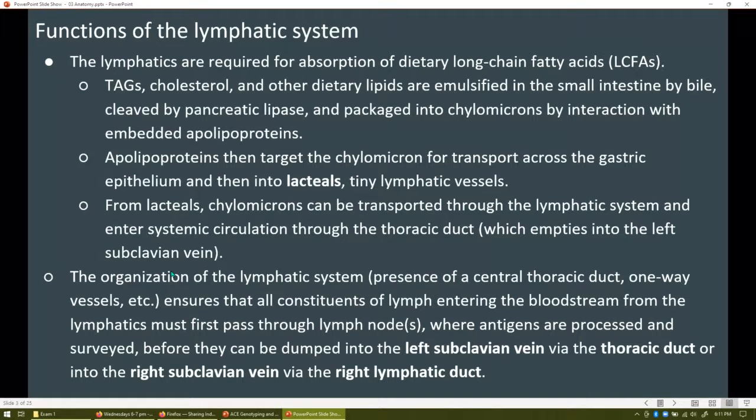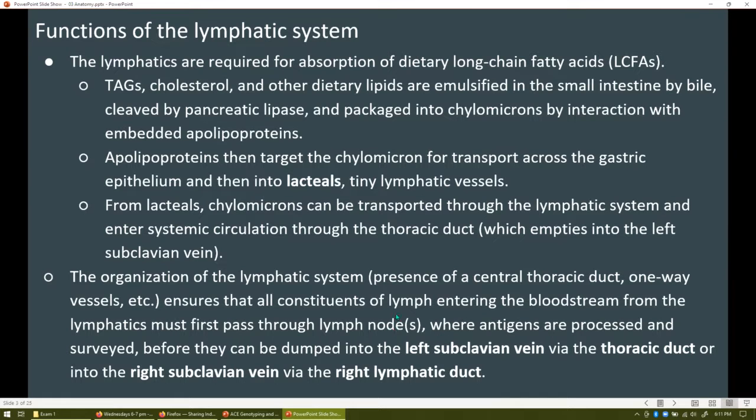Now the organization of the lymphatic system includes the presence of a central thoracic duct, which is where lymph is dumped into the circulatory system. So eventually all lymph makes its way back to the blood. It also has one-way vessels, so it does have valves that don't allow fluid to flow backwards. That helps ensure that pathogens are going toward lymph nodes, not swimming away from them. So your fluid can't really flow backward. And that also helps prevent fluid buildup.